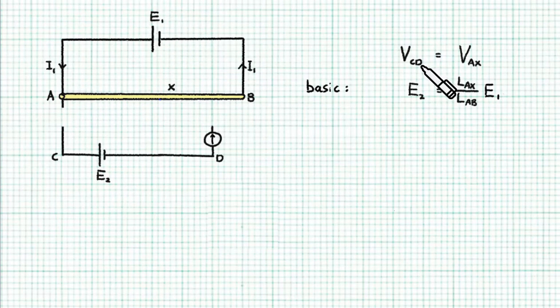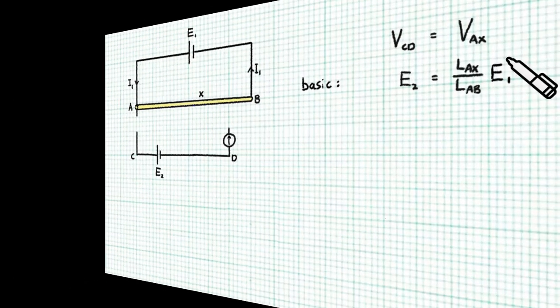That's why in our VCD equals VAX equation, we have E2 equals the balance length, LAX, divided by the total length of the slide wire, LAB, times E1. So that's the most basic circuit. Let's move on to more complicated variants.